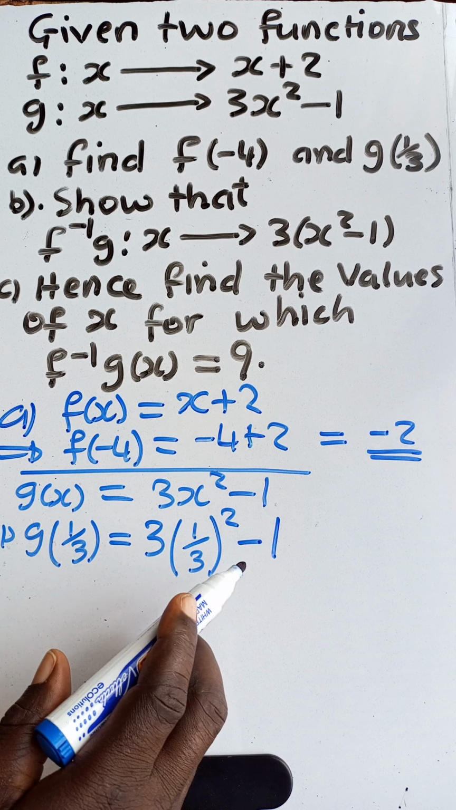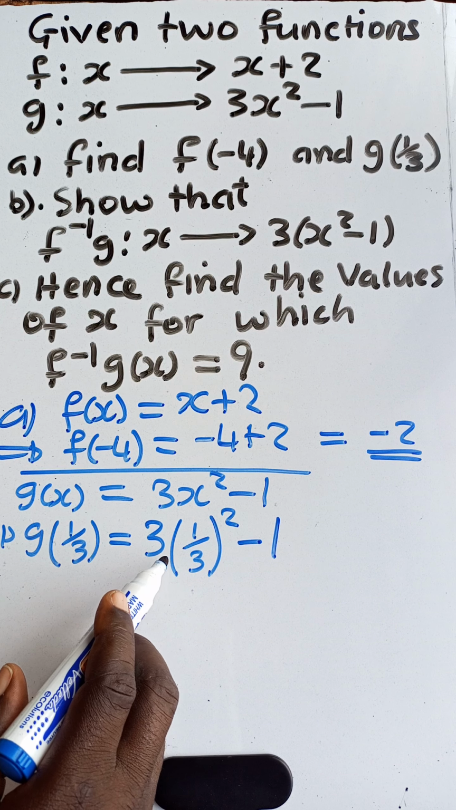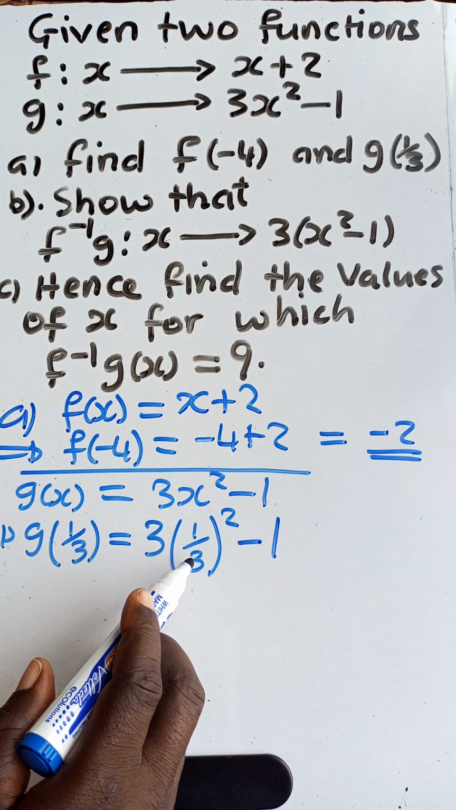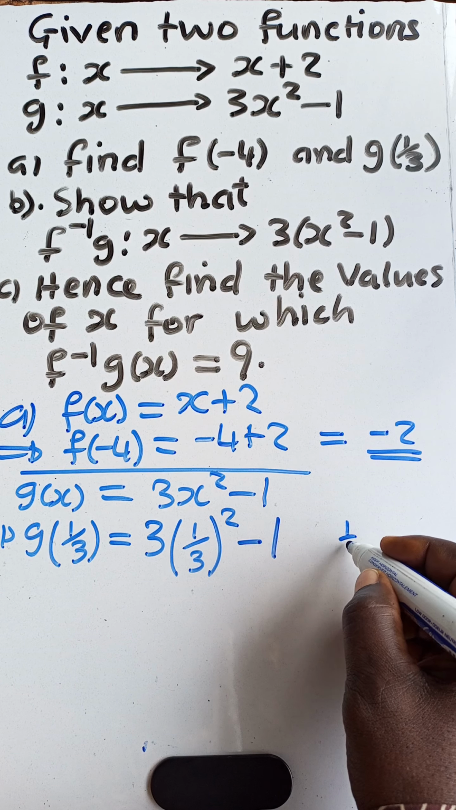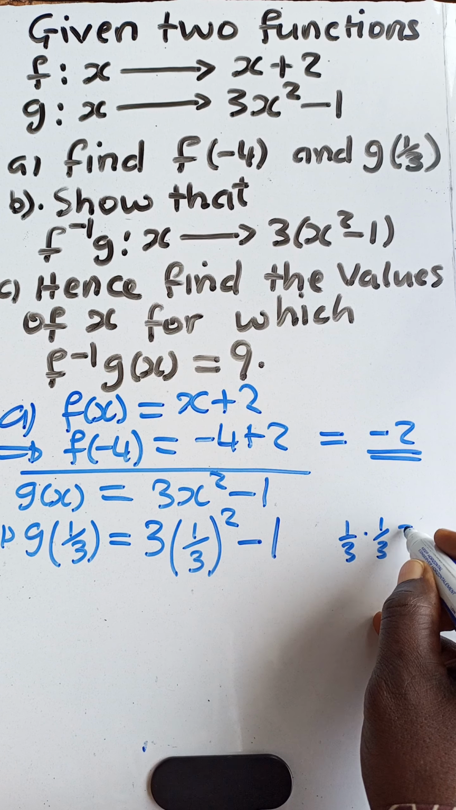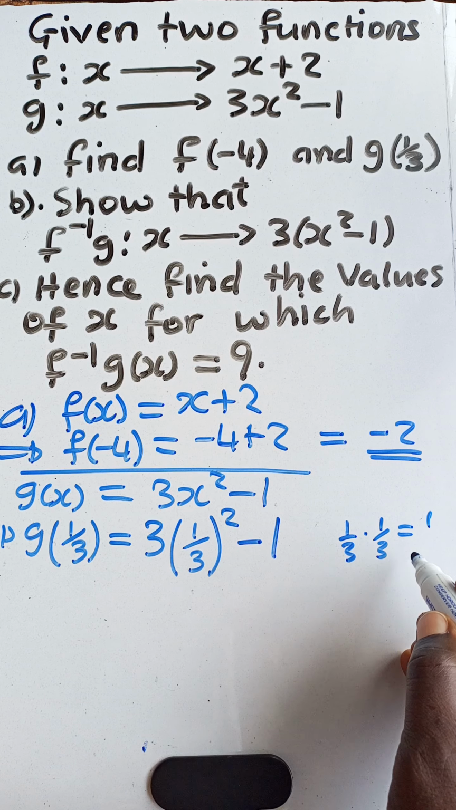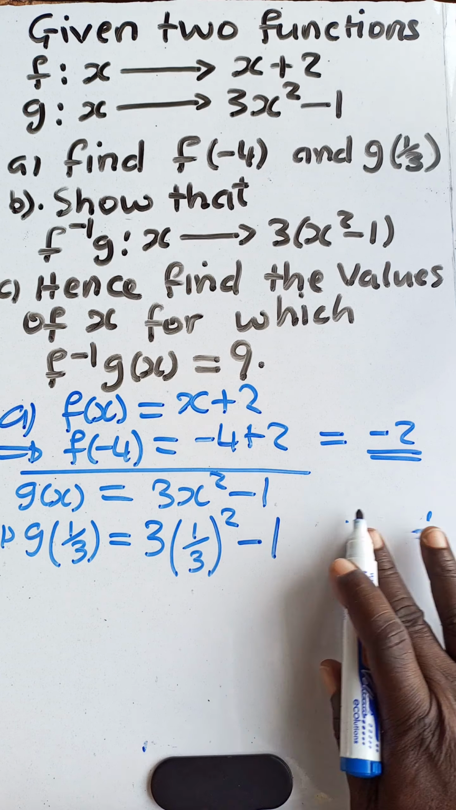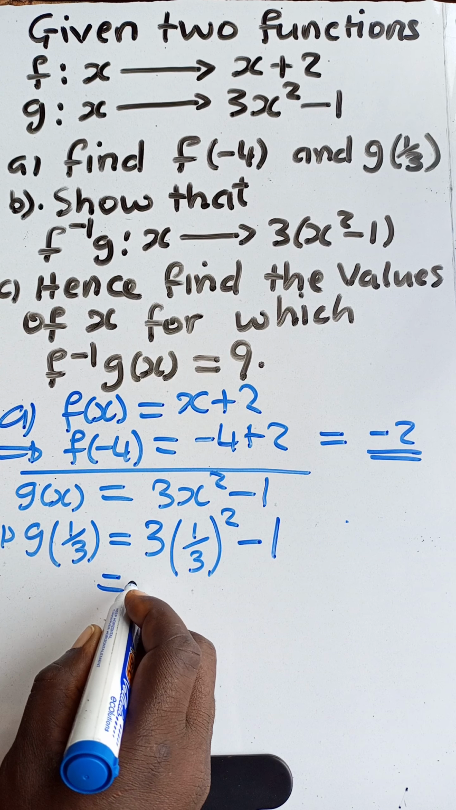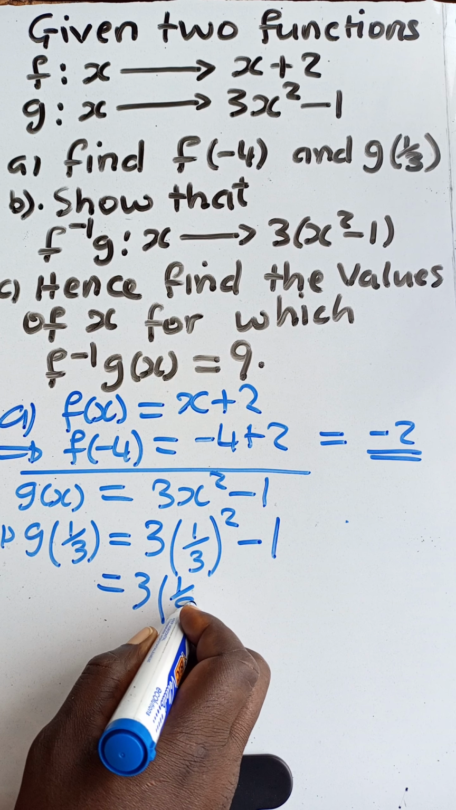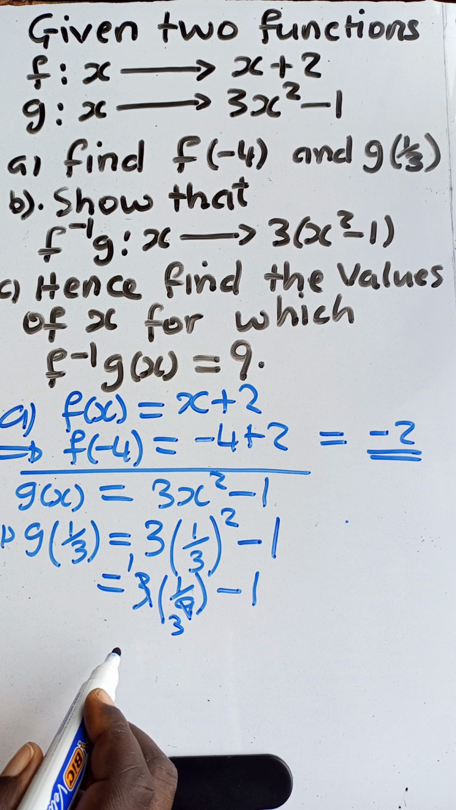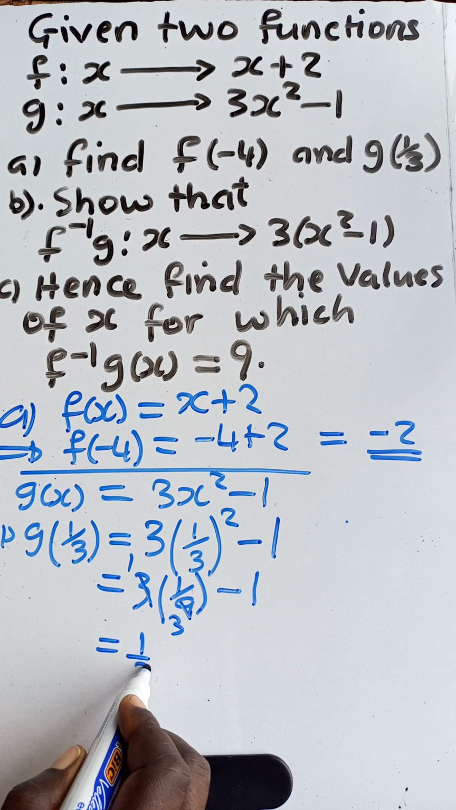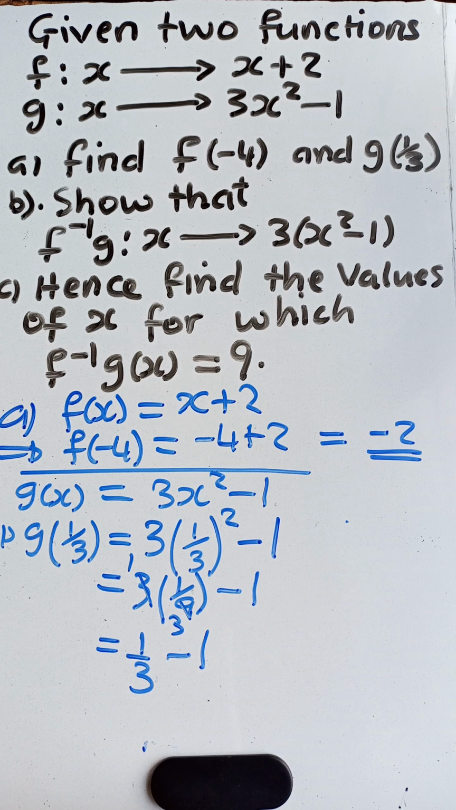Okay. Now, BODMAS is found everywhere. So we evaluate the brackets first. So we have 1/3 square. 1/3 square is 1/3 multiplied to 1/3. Numerator multiplied to numerator, denominator multiplied to denominator. So it is 1 all over 9. And so we have 3 into 1 all over 9 minus 1. 3 here cancels, 3 here 3 times. So this gives us 1/3 minus 1.